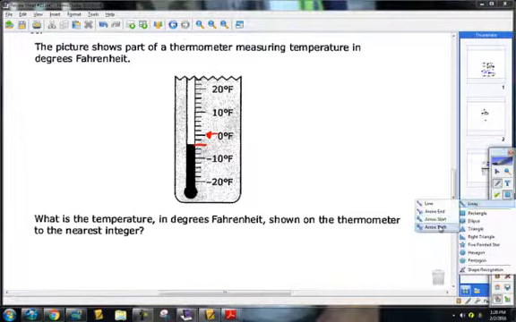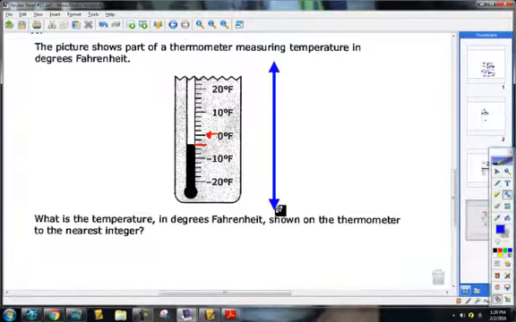But guys, all this is a vertical number line. This is all that is. It's just in thermometer form, but it's the same thing. You have 0, you have -10, you have 10, like that. You just have to figure out what the temperature is right there.